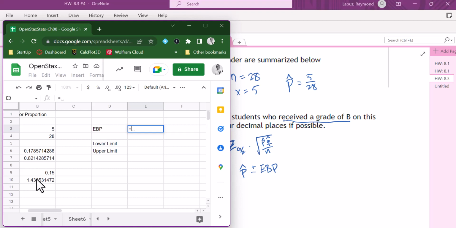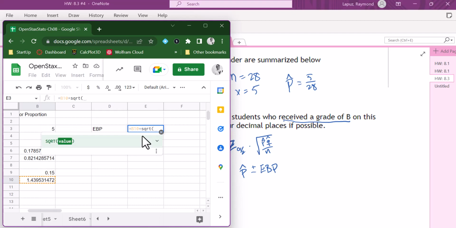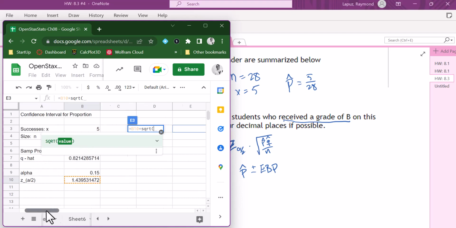Also, I'll click on this cell, and that gives me my critical z value. And I'll hit the star for times, and then everything else will be under a square root. So I'll say sqrt, open parentheses. Now what am I going to have there? I will have the p-value. So if you remember, the p-value is the sample proportion.